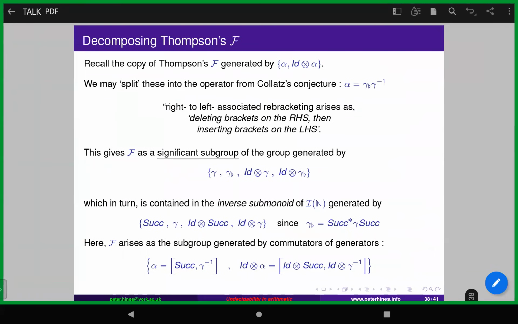But let's not forget that we've already given Richard Thompson's group F in terms of this associativity isomorphism. So what I'd like to do is take this associativity isomorphism and split it into two: the inverse of Conway's A-musical permutation from the original Collatz conjecture, and the flattened permutation, which gives us just another way of writing the same conjecture.